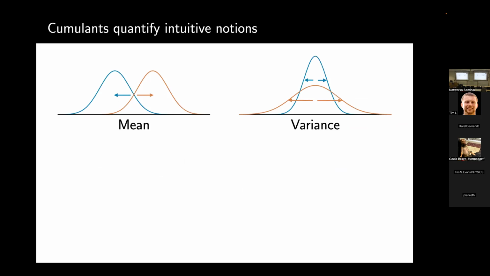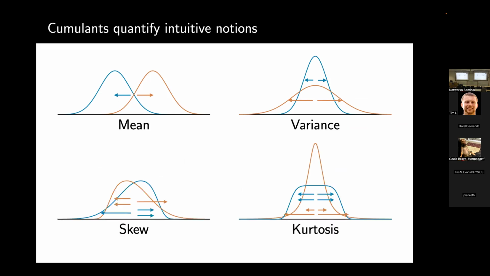Okay, so we're talking about the first two cumulants: the mean, which is like the center of mass of the distribution, and the variance, which is the spread around it. After that, you have the skew, which is like the asymmetry on this spread, and then after that you have the kurtosis, which is like this asymmetry due to large deviations or small deviations, like how fat the tail is.